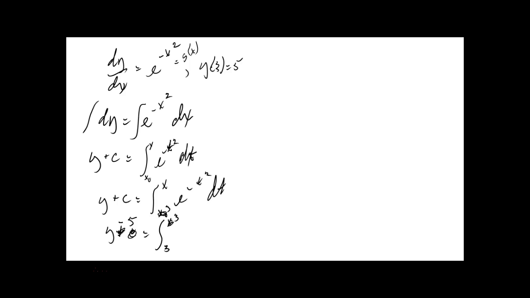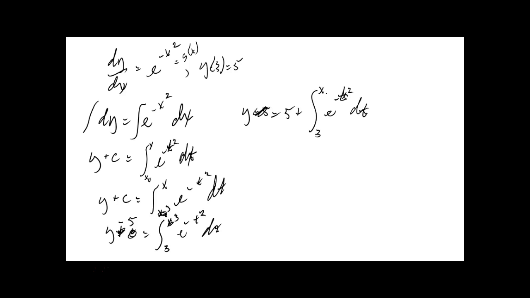Okay, so then your solution, this is minus e to the minus t squared dt. Your solution then would be y minus 5, or the way they write it is y is equal to 5 plus the integral of 3 to x of e to the minus t squared dt. I'm sorry, I always want to put x in there. Okay, but there is the x dependence.